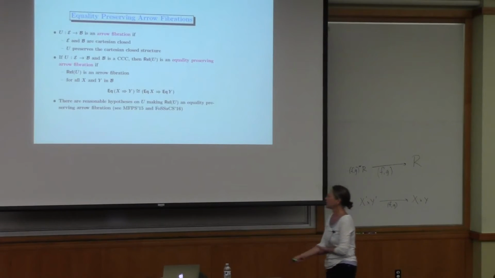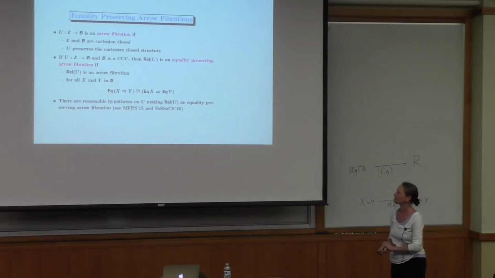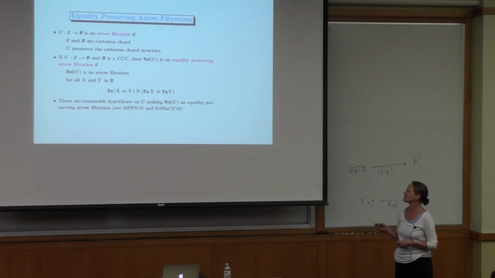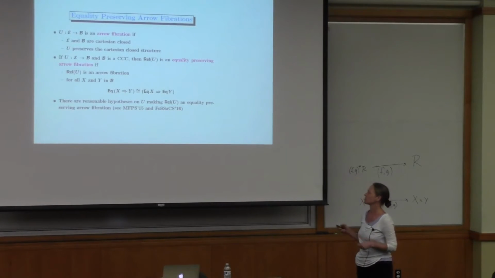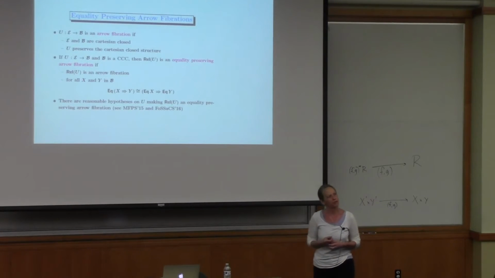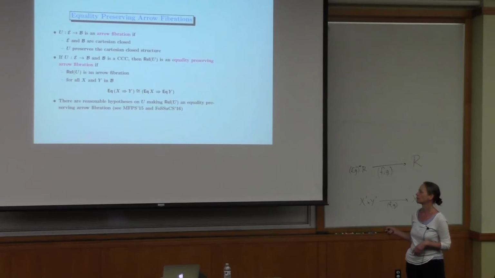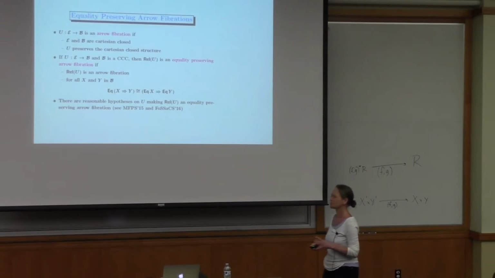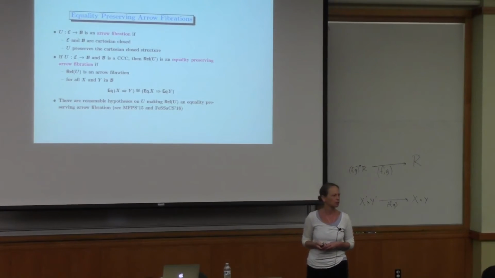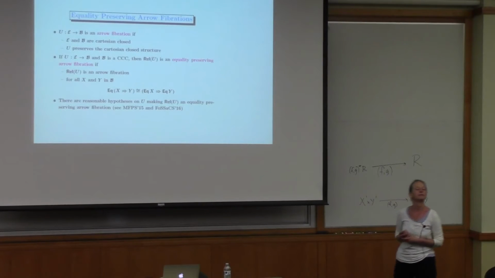Okay, and there's a paper that has some reasonable hypotheses that allow you to derive structure on Rel U from structure on U. So right now I'm just saying, let Rel U be an equality preserving arrow fibration. But you might ask, what kinds of things do I have to know about U in order to know that about Rel U? If you're interested in that, there's a paper where you can see some interesting conditions. But for right now, we'll just say that Rel U is an equality preserving arrow fibration.